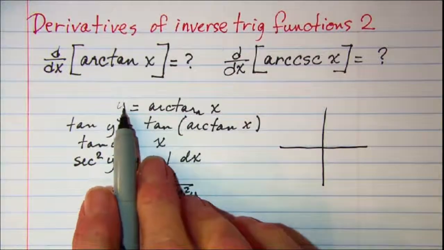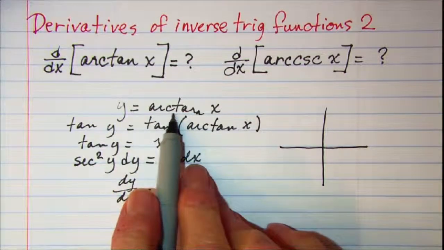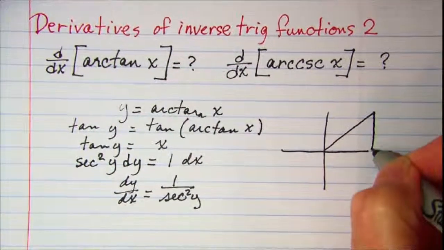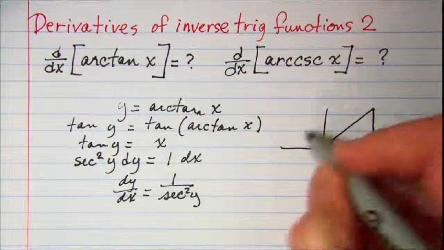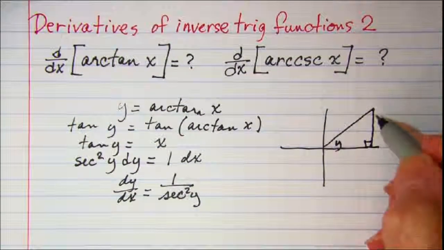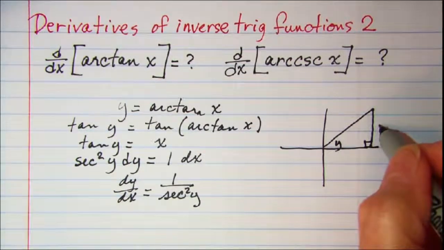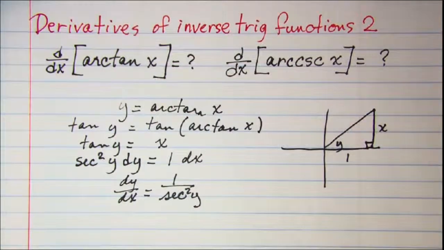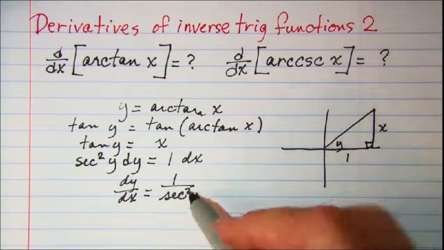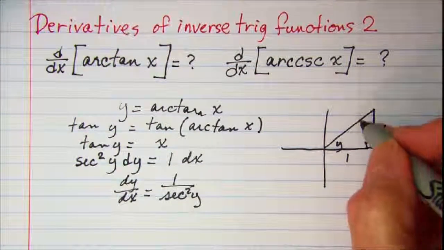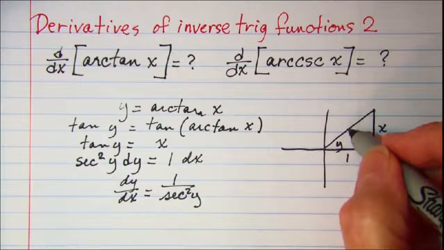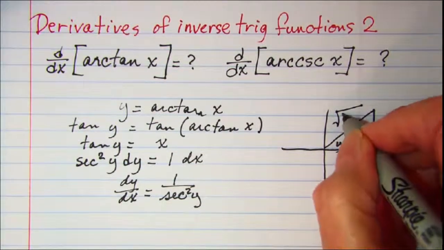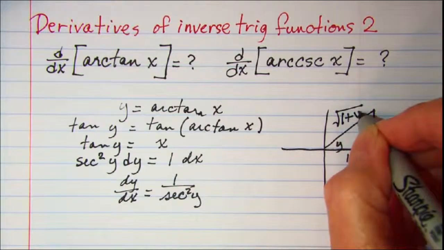We're told here that y is the angle whose tangent is x. So my y I'll put here, and then my tangent is x, means that the opposite is x and the adjacent is 1. In order to get secant squared y, I need to find the hypotenuse, and we know that that's going to be the square root of 1 squared plus x squared.